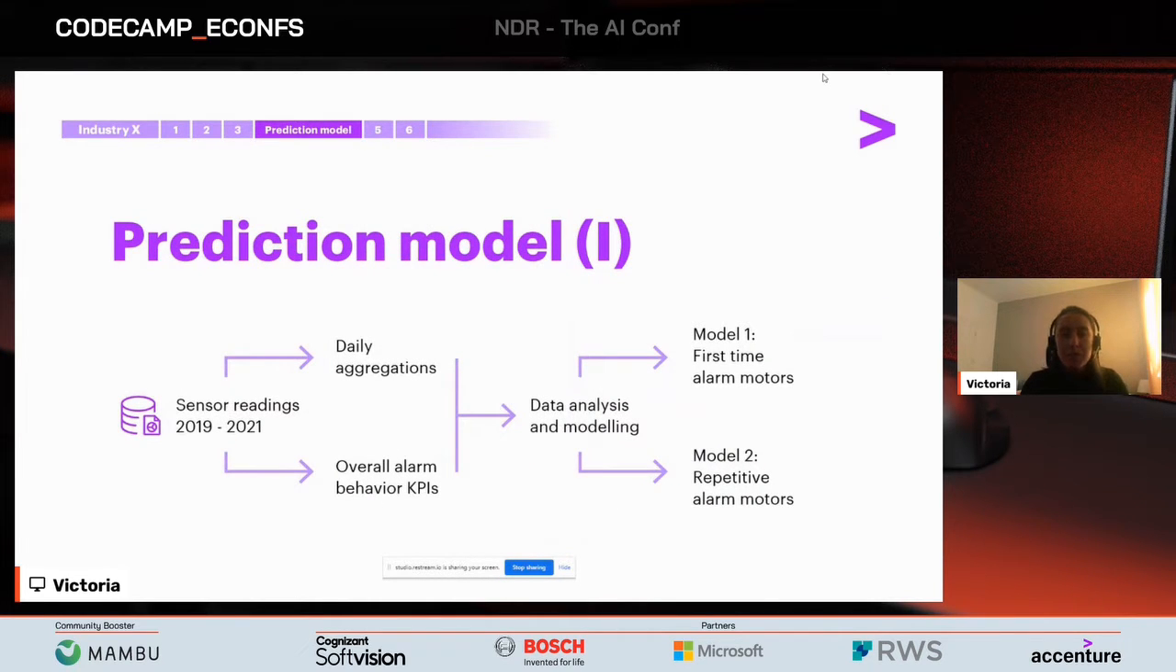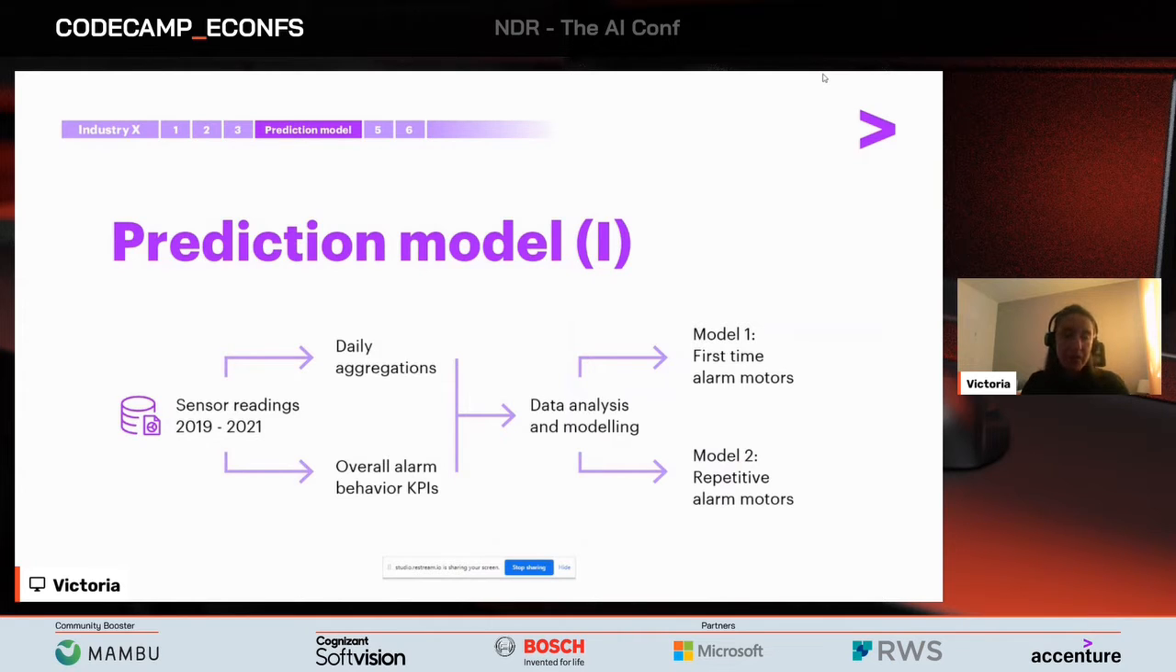Regarding the prediction model, we had quite a lot of data. So we had data covering 2019 and until early 2021. These sensor readings had an intraday frequency, which meant that for most of the measurement types and assets, we had 24 readings in a day. This was a little too much for our model. We didn't need that much information. So we did some aggregations on them.